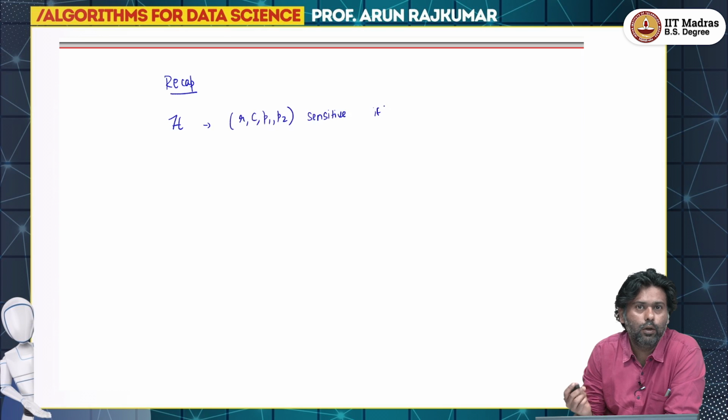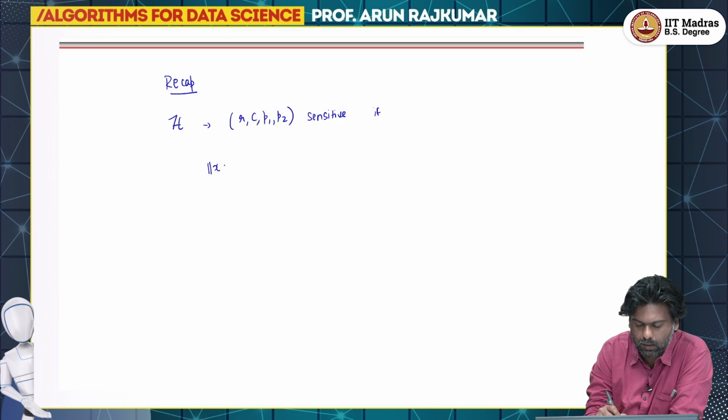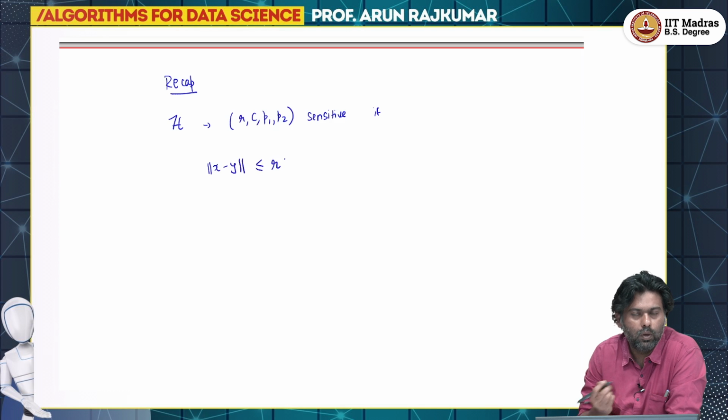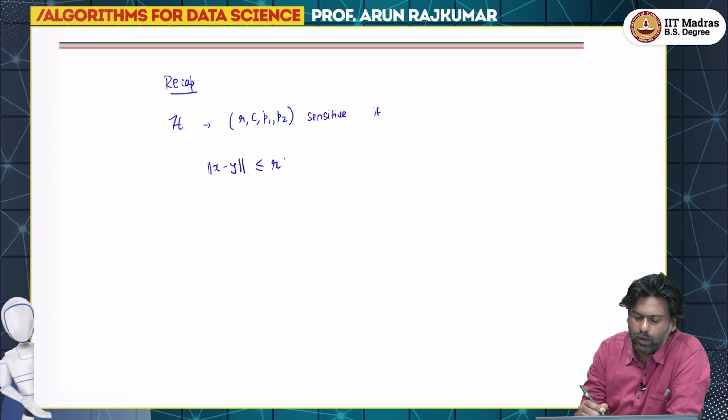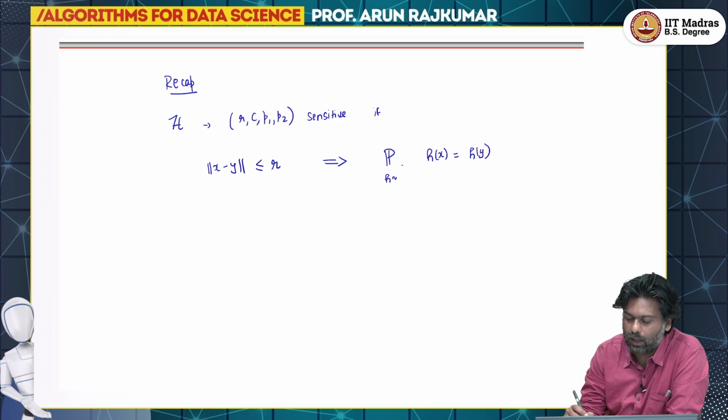If for any 2 points x and y in high dimension such that their distance is less than or equal to r, if you find such 2 points, then if I do this hashing, then the chance that h of x equals h of y, where h is the hash function, where the chance is where I pick this hash function using some probability distribution over the set of all hash functions.